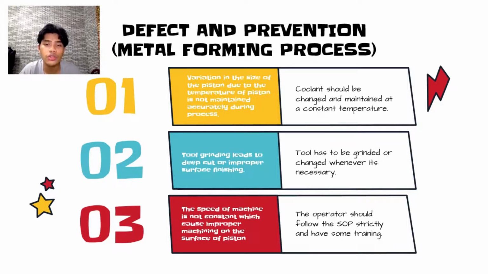Next, tool grinding leads to deep cuts or improper surface finishing. To prevent it, the tool has to be ground or changed whenever necessary. Lastly, the speed of the machine is not constant, which causes improper machining on the surface of the piston. To avoid this, the operator should follow the SOPs strictly and have some training.